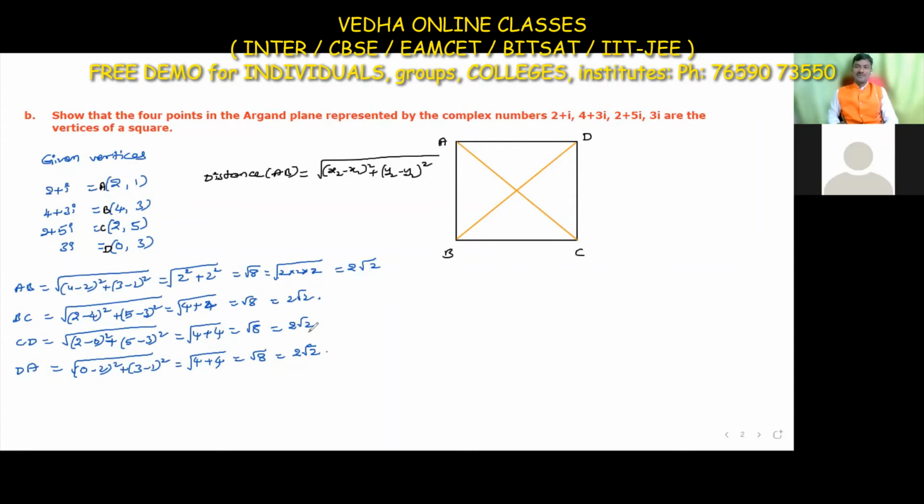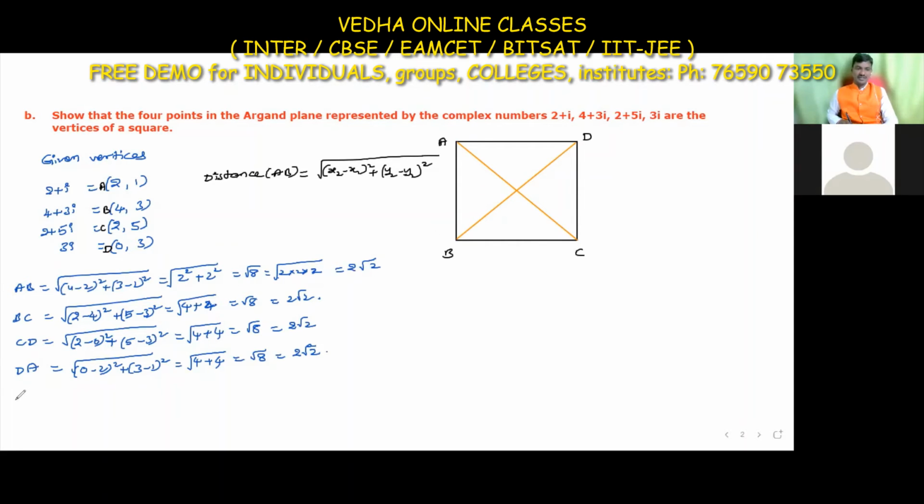So almost confirmed that it is a square, but the same property we have for a rhombus also, right? Yes. How to confirm? Find the diagonals AC and BD.